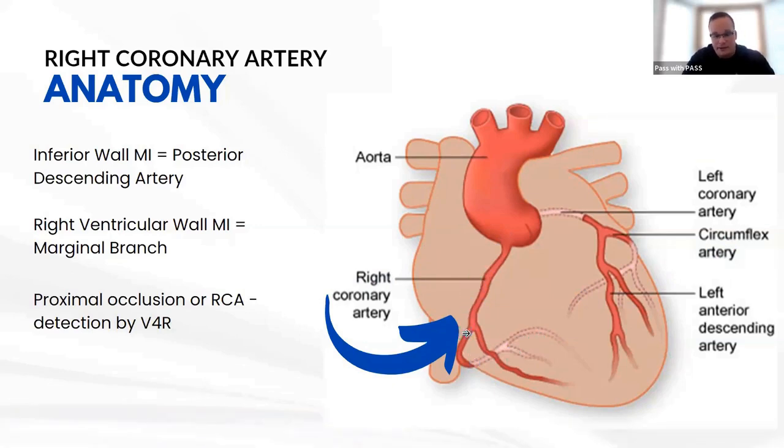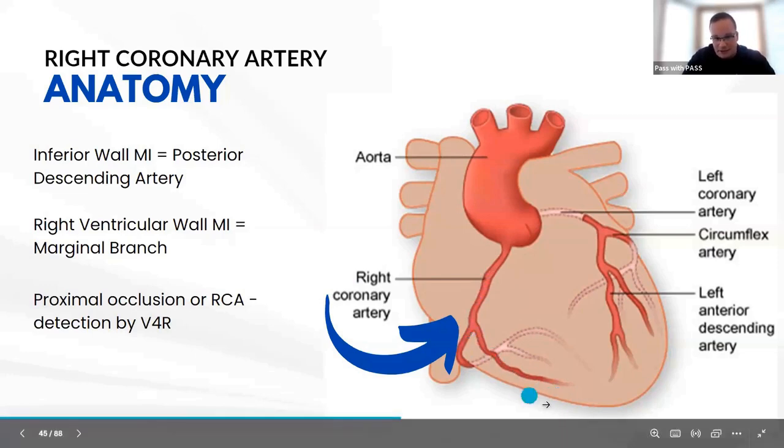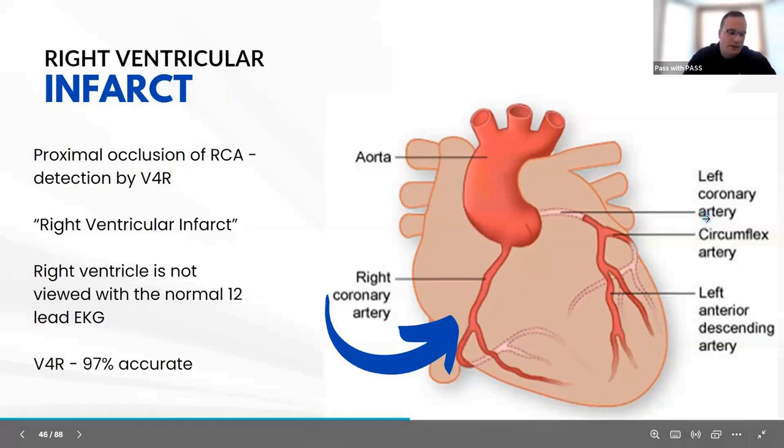If I run my right-sided 12 lead and V4R comes back totally fine, then I know the occlusion is not above that bifurcation. My right ventricle is not affected, and the occlusion is somewhere in that posterior descending artery alone. So why is that important?